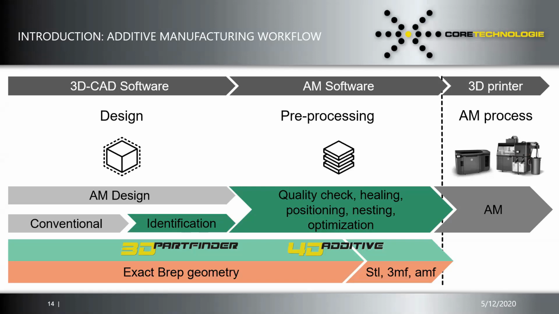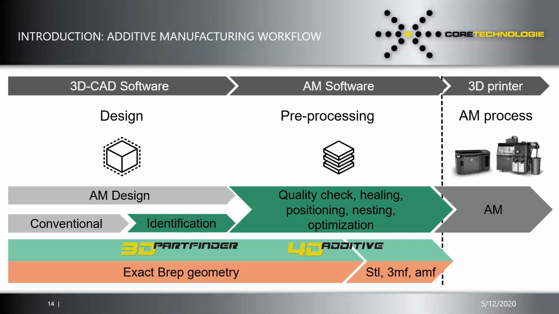And the second one, which we are going to show you today, is 4D Additive, which is located in the pre-processing. And the big advantage of our products is that we are using the exact BREP geometry. So there is no transition between the design, the 3D CAD environment, and the AM software environment, because we can directly use these native CAD files and pre-process them for the actual 3D printing process. And that's what makes a really consistent workflow throughout the whole process.